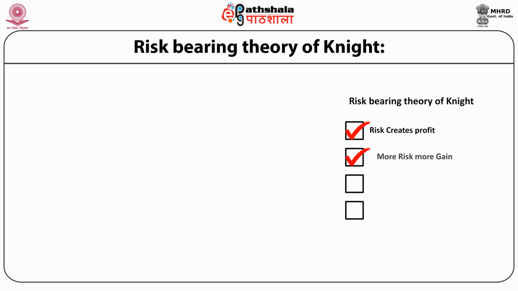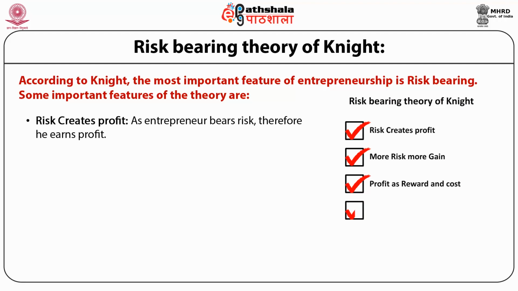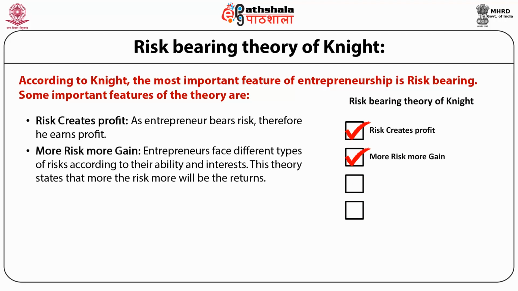Risk-bearing theory of Knight. According to Knight, the most important feature of entrepreneurship is risk-bearing. Some important features of the theory are: risk creates profit. As the entrepreneur bears risk, therefore he earns profit. More risk, more gain. Entrepreneurs face different types of risks according to their ability and interests. This theory states that the more the risk, the more will be the returns.